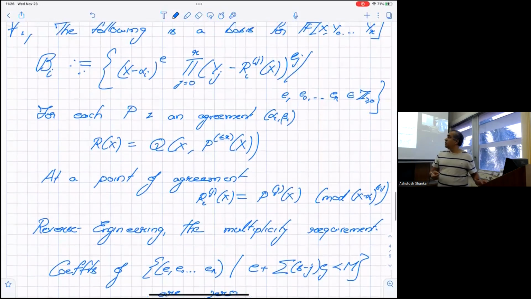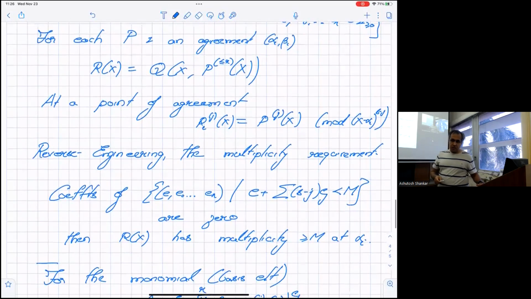So suppose this basis is some, let's call it B_i. So what we want to say is that given any R of x, no, R of x is not given to us. We want to say that the R that you get this way will have multiplicity at least m at this data point.